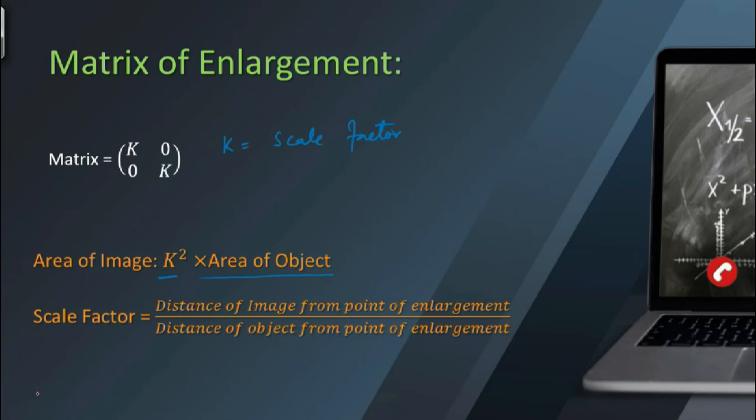Okay, and remember this matrix, the matrix of enlargement is very easy, that is (k 0; 0 k). Okay, I hope this enlargement is clear to you.